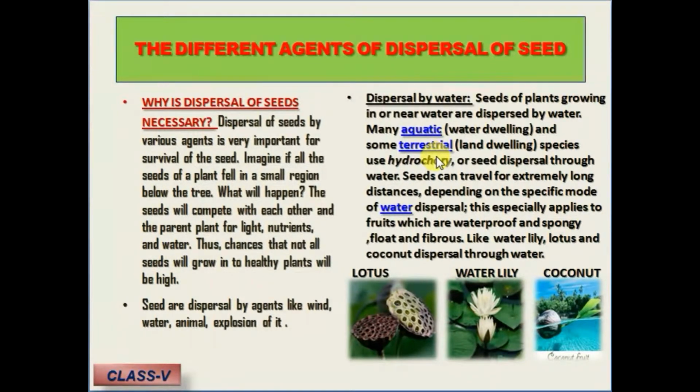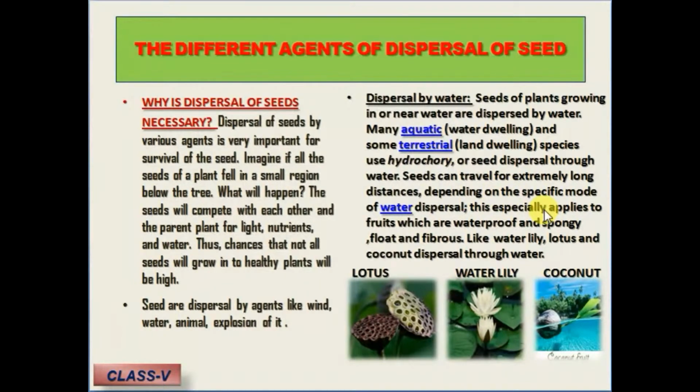Seeds of plants growing in or near water are dispersed by water. Many aquatic plants, that means those plants dwelling underwater or in water, and some terrestrial, land-dwelling species use hydrochory, or seed dispersal through the water. Seeds can travel extremely long distances depending on the specific mode of water dispersal.